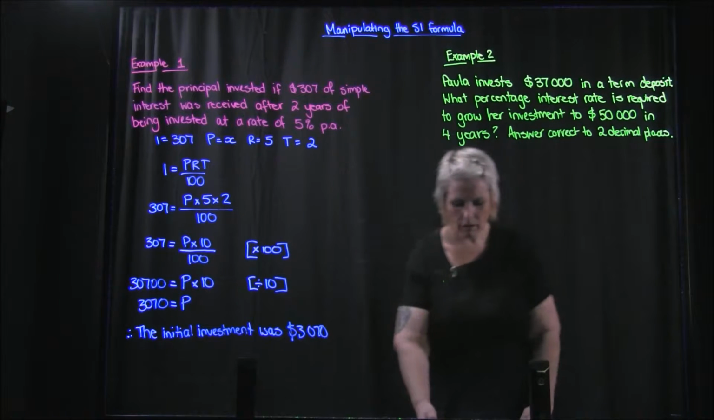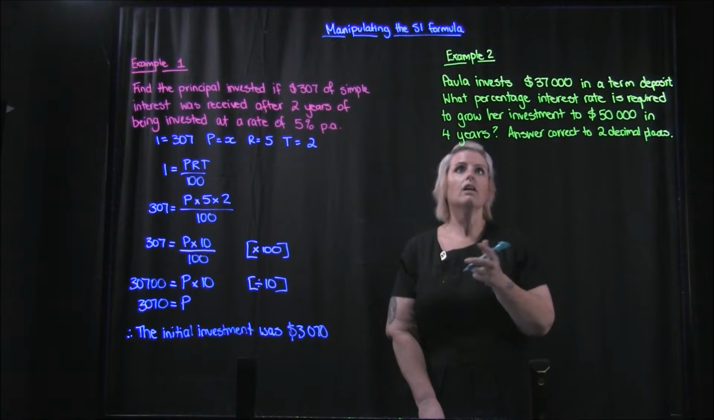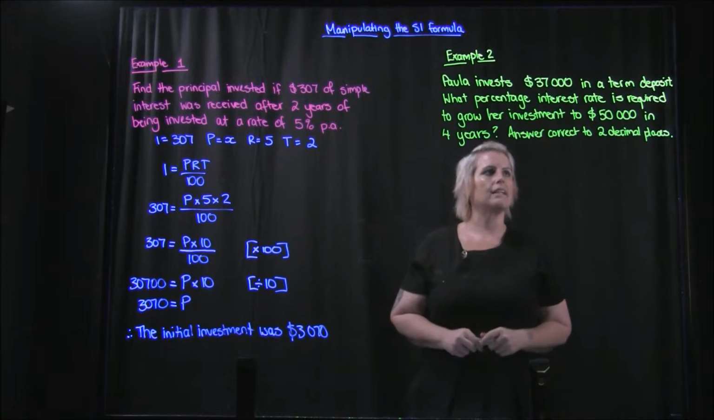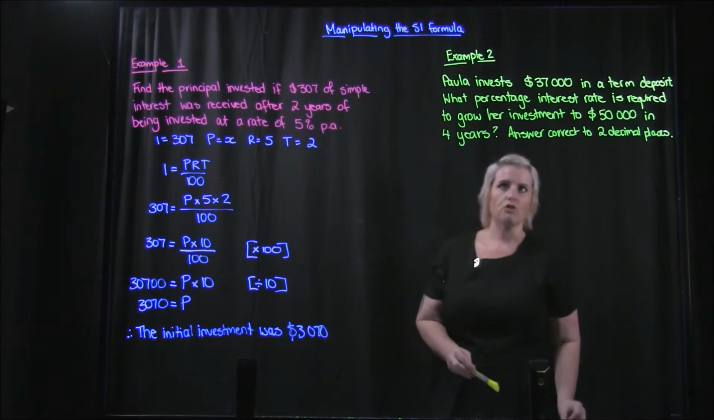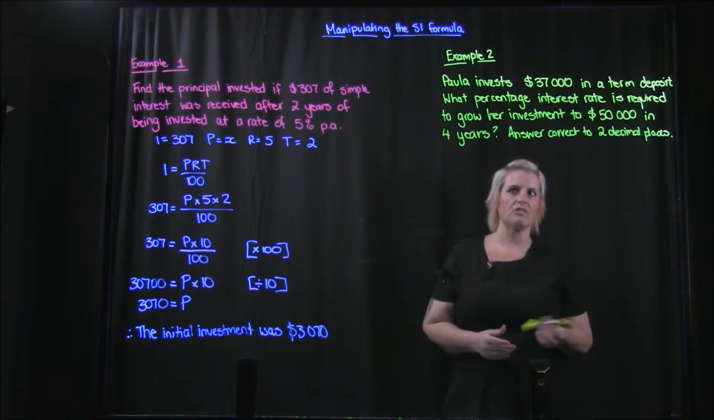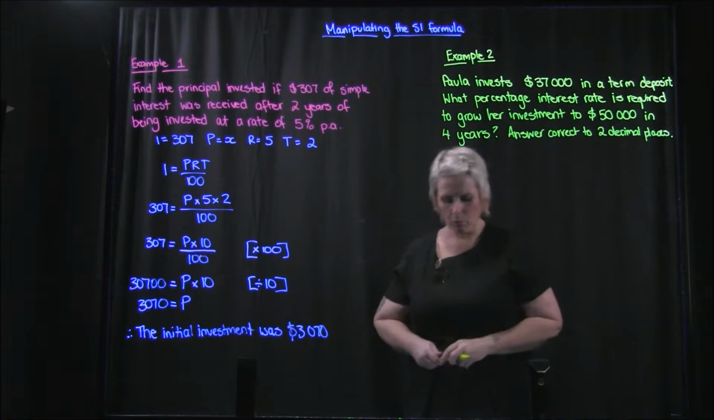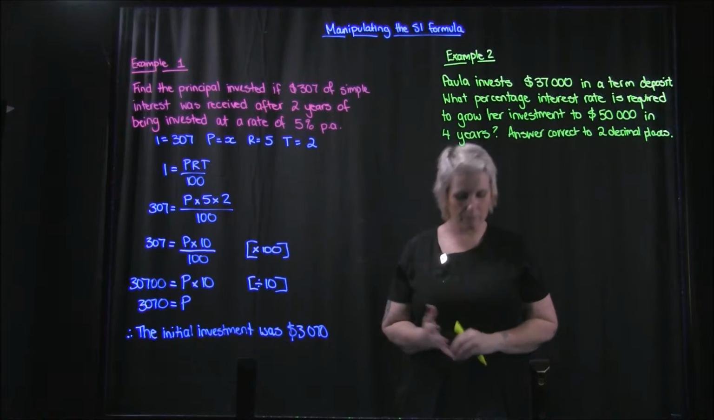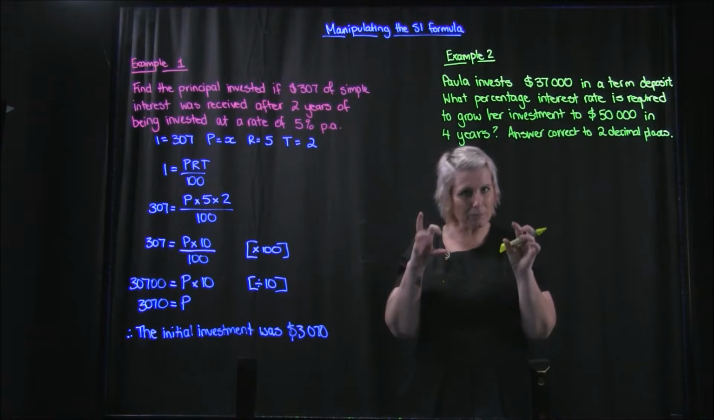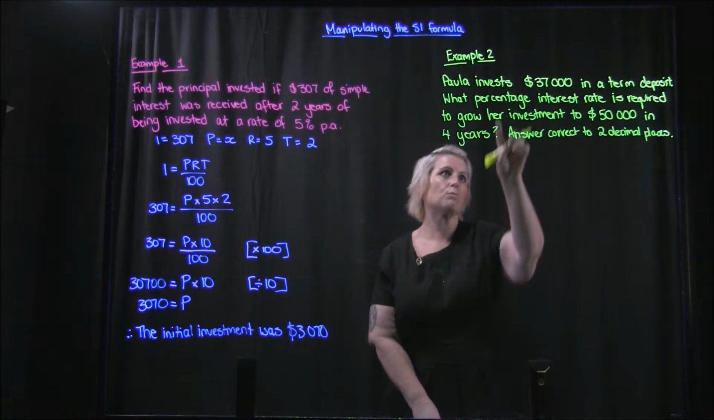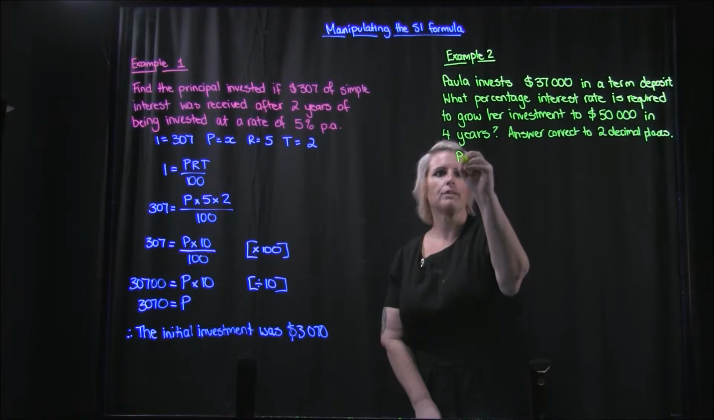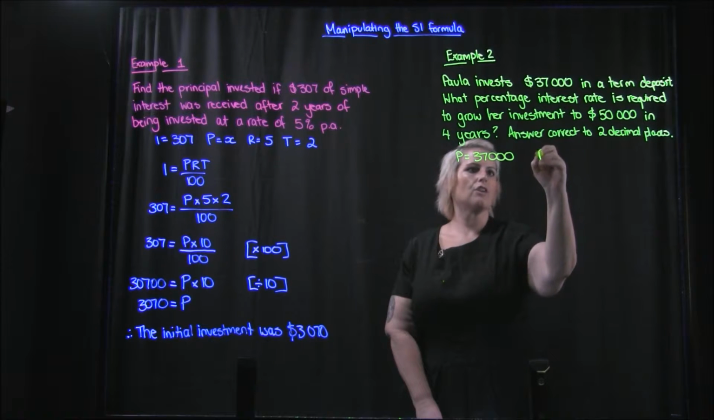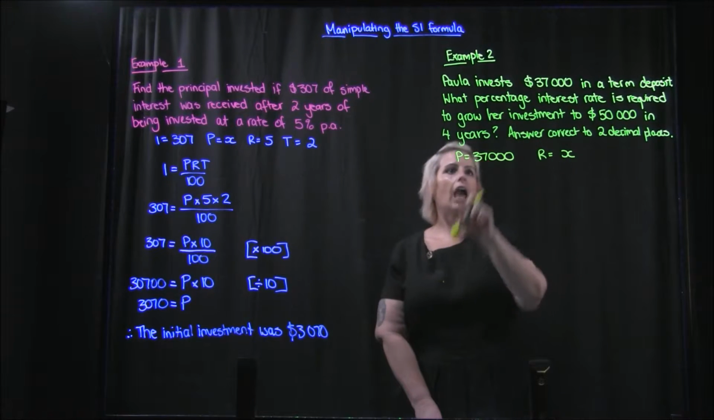Okay, so this side, we've got Paula investing $37,000 in a term deposit. So we want to have a look at what percentage interest rate is required so that she could grow her investment to $50,000 in 4 years. We want our answer correct to 2 decimal places. Now this one has a little bit extra in it. Okay, so let's identify the information we've got. Invest $37,000. So the principal, $37,000. Percentage interest rate, don't know. That's our unknown.